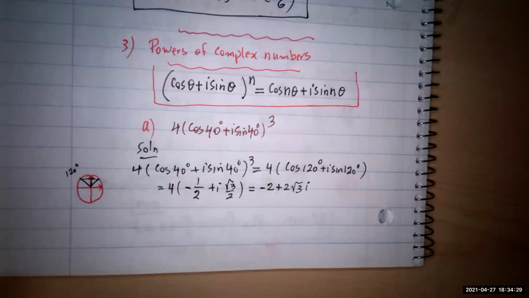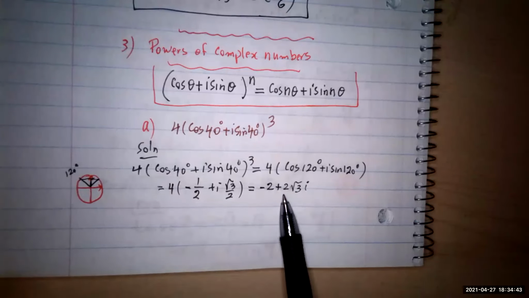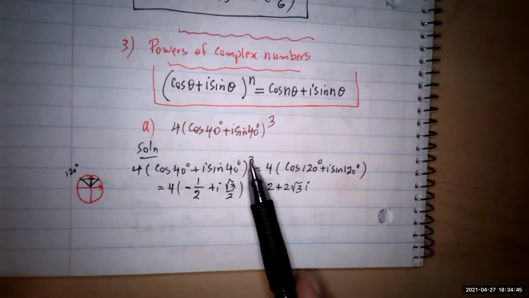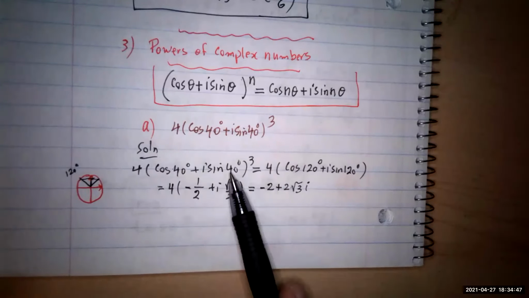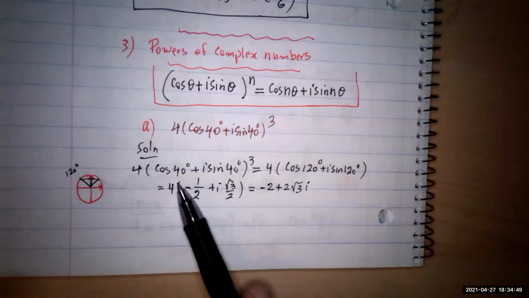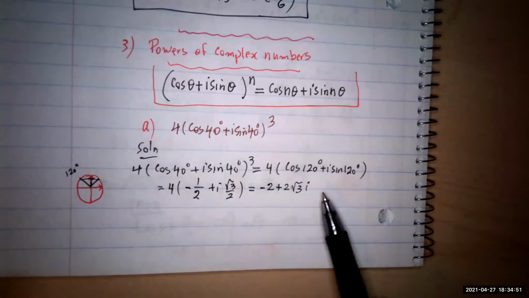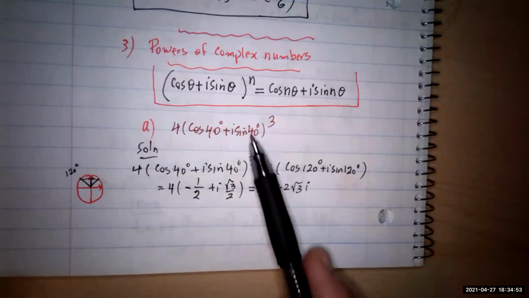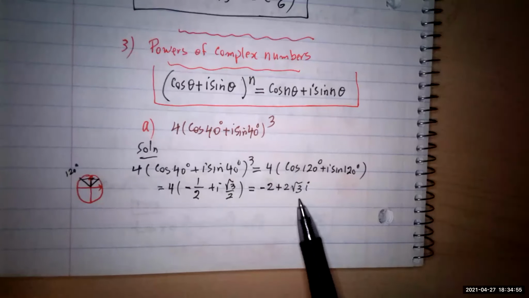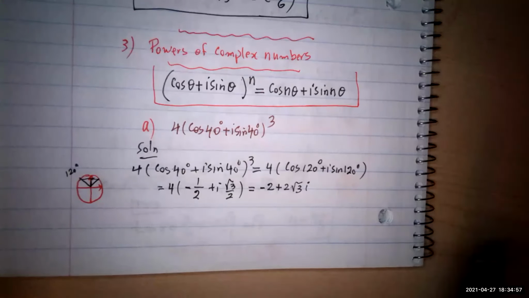This is the way you should get yourself familiar to do this type of problem. That will help you. The table is there, but checking these would be useful. Any question? So this is the final answer. When you bring the 3 down, you are not done. You just apply the De Moivre formula, but then you have to simplify it. The result of the operation is nice: negative 2 plus 2 radical 3 i.